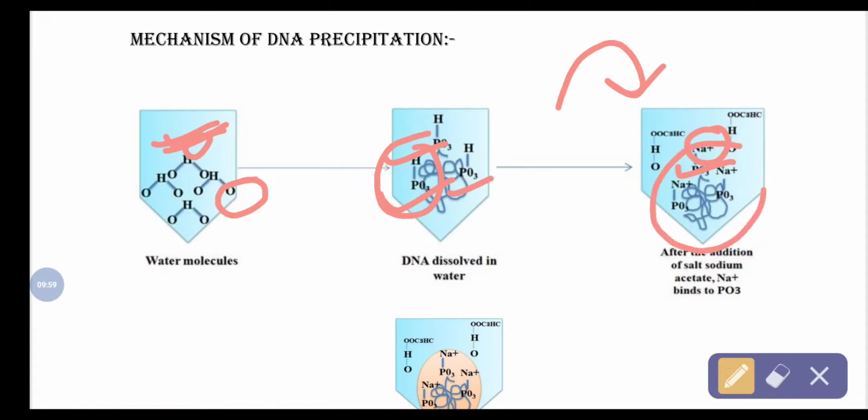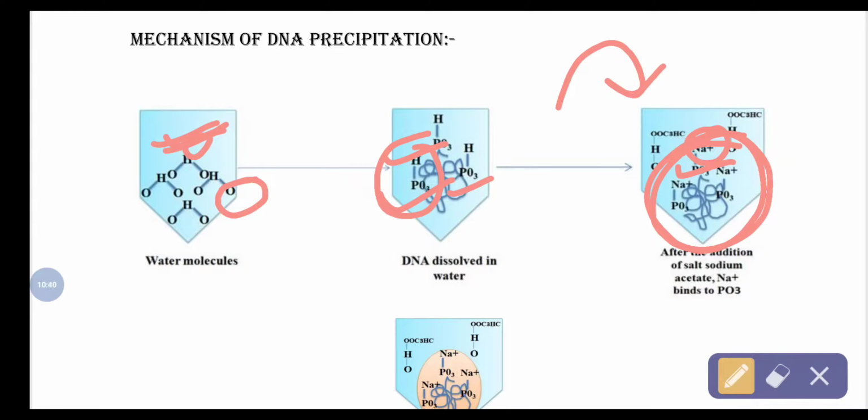Okay, so we want the bond formed between the salt ion and the negatively charged phosphate group of the DNA to remain as it is, because this bond can break and again the water molecules will interact with the negative charge of the DNA. But we don't want that. We want the salt to remain bound to our DNA. That is only when the DNA will get precipitated. So for that we need one more component here, and that component is alcohol.